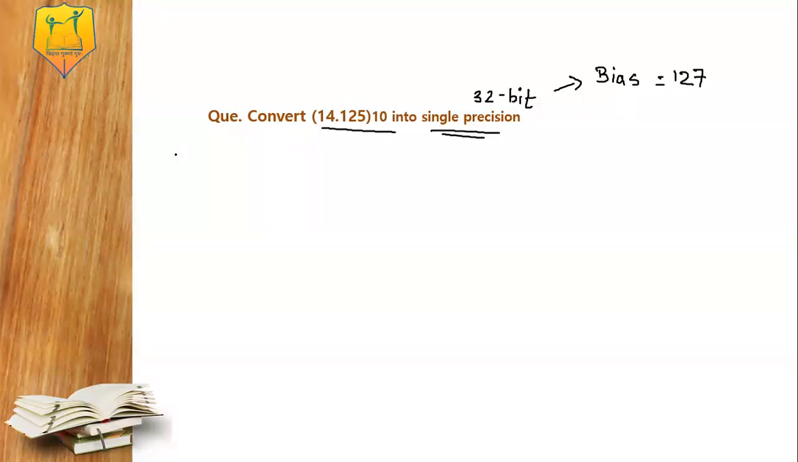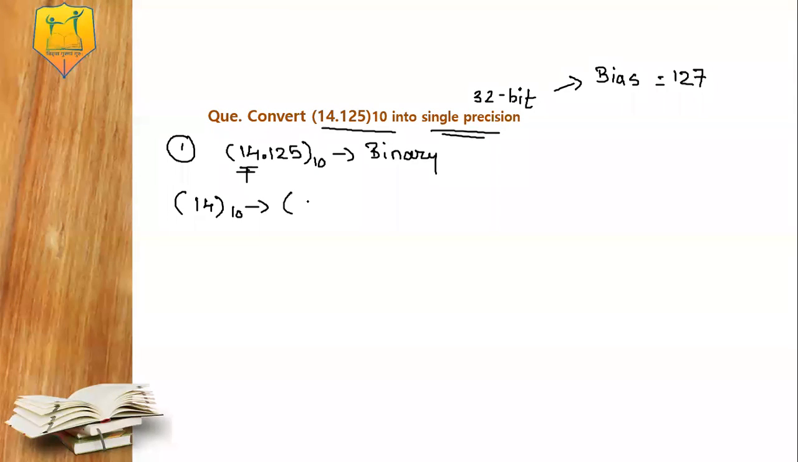Now as per the steps, what is the first step? I have to convert 14.125 into binary. So I am converting this into binary. Now you know the number 14. Okay guys, you know the 8421 format. So it's a simple thing, the binary of 14 will be 1110.